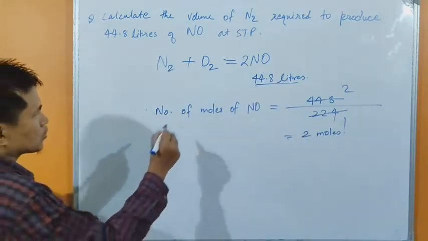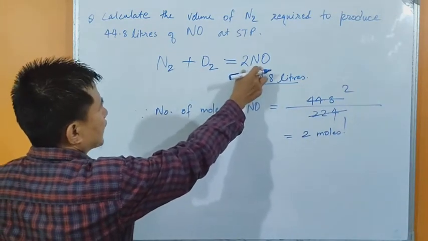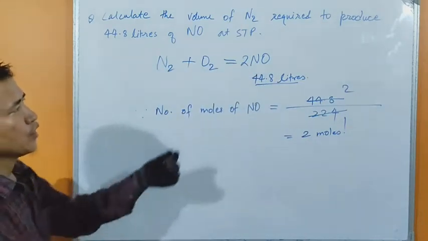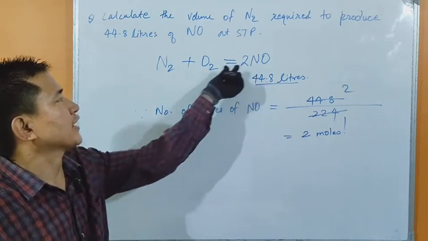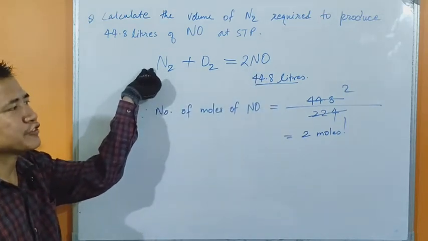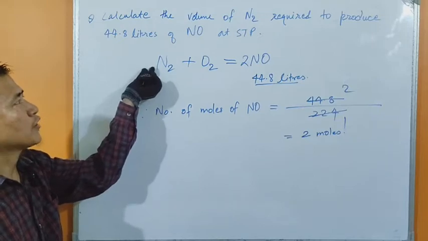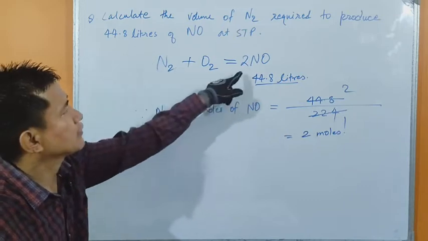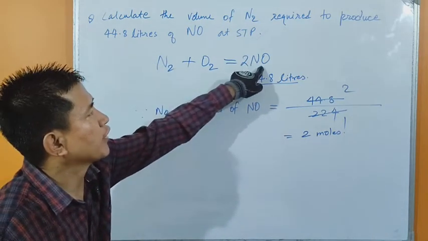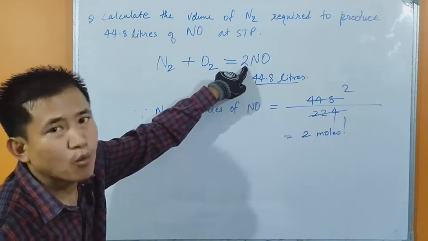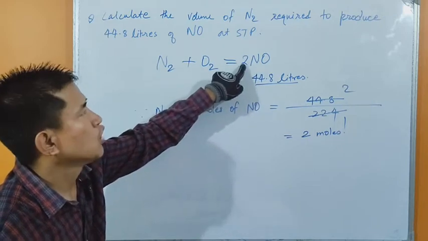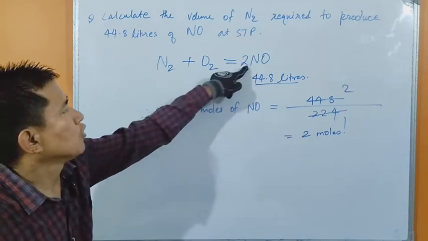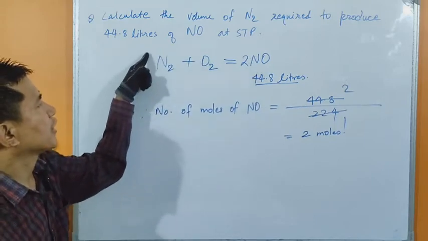Okay. So 2 moles of nitric oxide is produced from 1 mole of nitrogen, isn't it? So what will be the moles of nitrogen? 1 mole. See, you can see from the equation, 2 is in front of NO. So here, 2 moles. 2 moles of nitric oxide is produced from, there is no number, means 1, 1 mole of nitrogen.